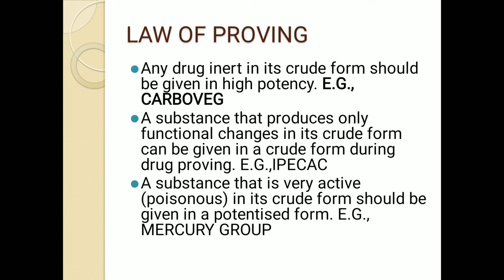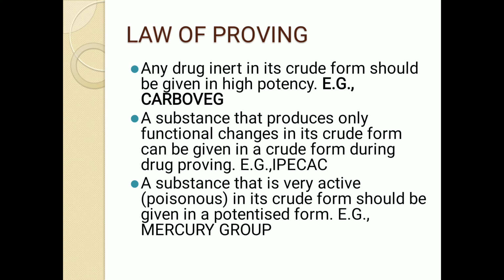Dr. Robert has given the three laws of proving. First, any drug inert in its crude form should be given in high potency. For example, carbo veg, that means vegetable carbon. This is inert in a crude form, no action in a crude form. So that's why only in high potency it has a medicinal value. So potentization of vegetable charcoal leads to what? The medicinal value.